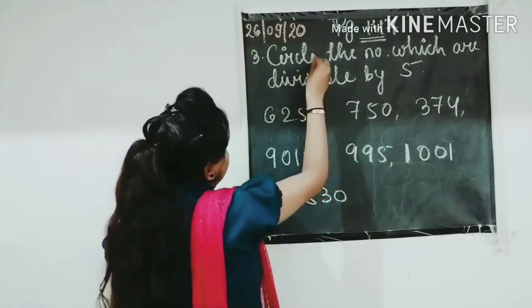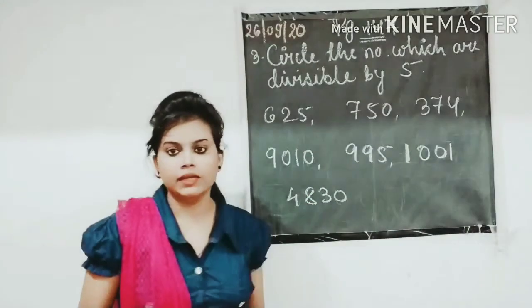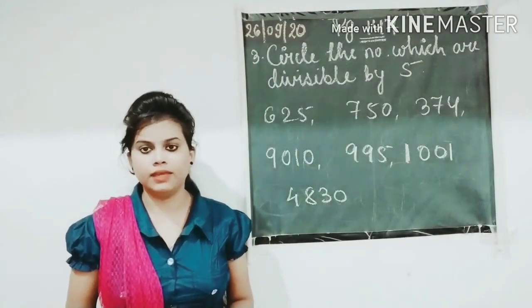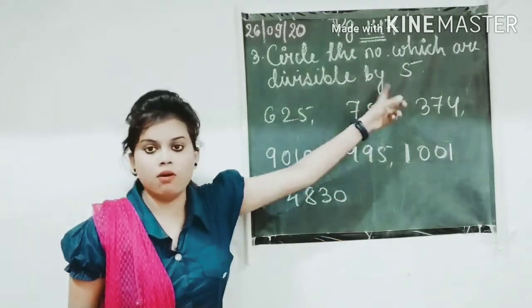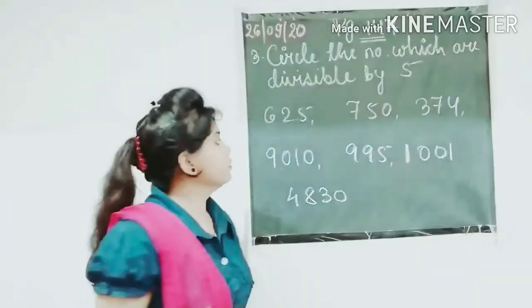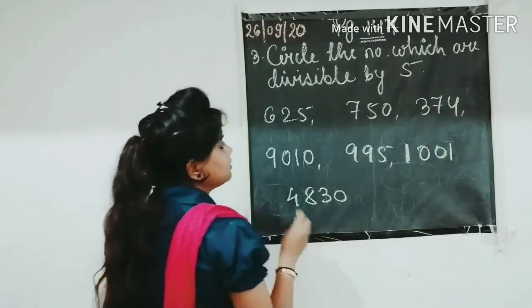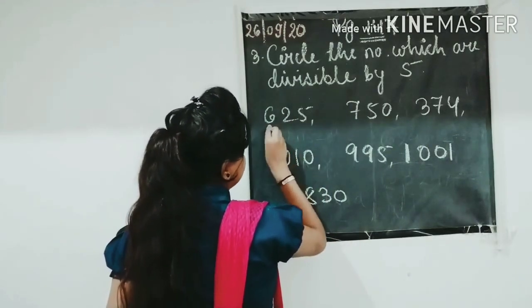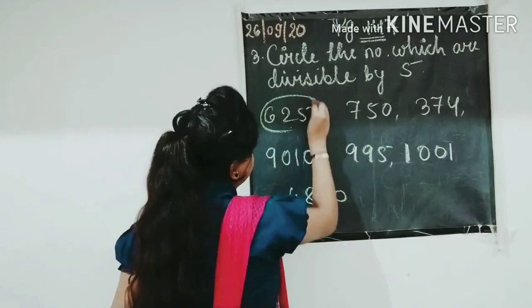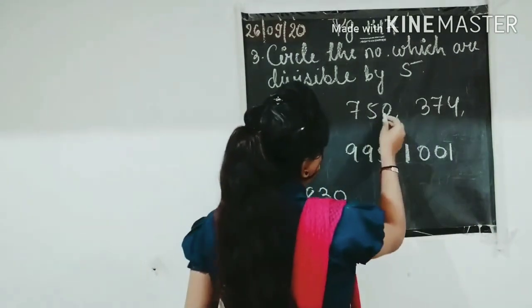Next is question number 3. Circle the numbers which are divisible by 5. So the condition for divisibility by 5 is a number should end with either 5 or 0. Okay. So see in the numbers how many numbers end with 0 or 5. Circle those numbers. Here 625. It ends with 5. So circle the number. It is divisible by 5.